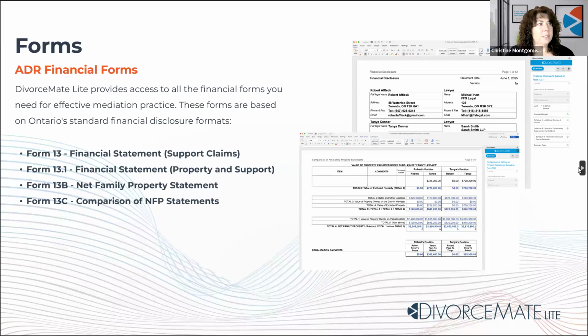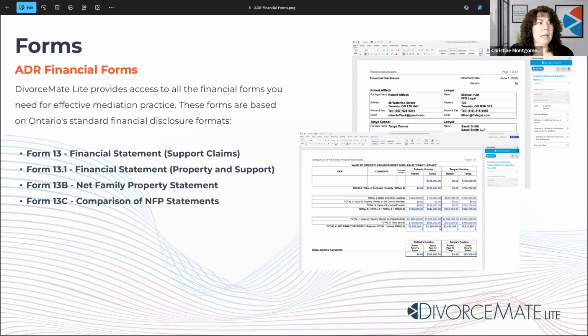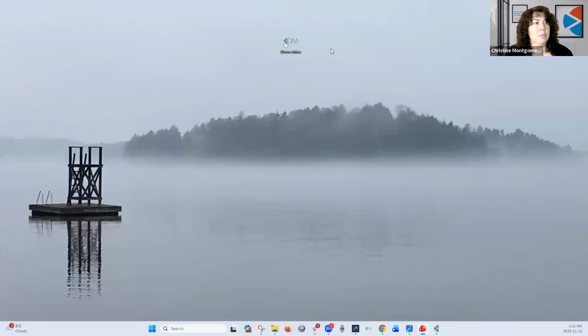So let's focus for the moment on the forms. As I mentioned, you get these 4 different forms, and they're all found in the new DivorceMate Cloud. So I'm just going to jump over to the new cloud and show you how it works. You download an app onto your desktop to use this. So you will access it from this app that gets downloaded onto your desktop.